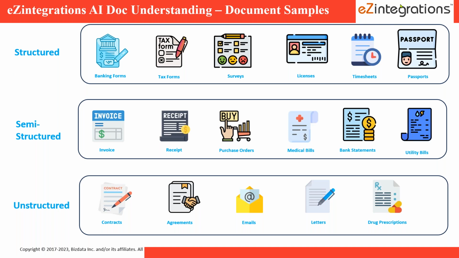And then in the software world, IT world, you have master service agreements, contracts related to your SOW document, and so on. So all these are unstructured documents where you have paragraphs after paragraphs, you have bullet points, you have images, and so on. So this all comes into unstructured.